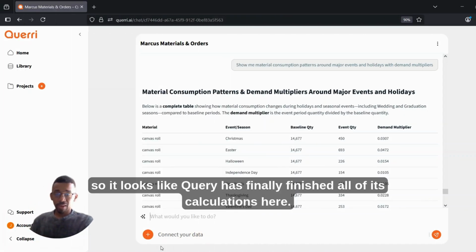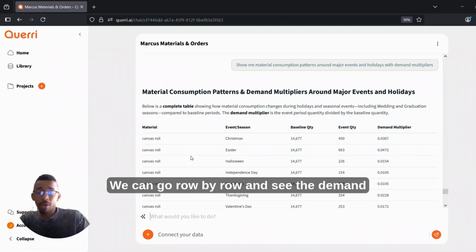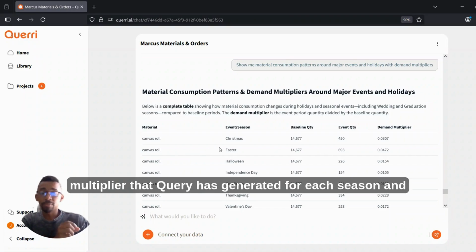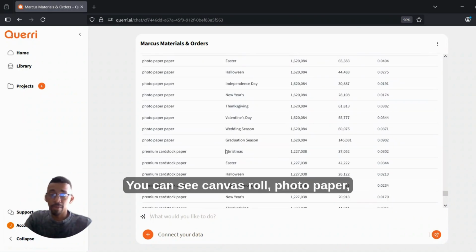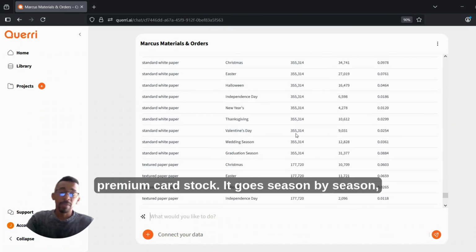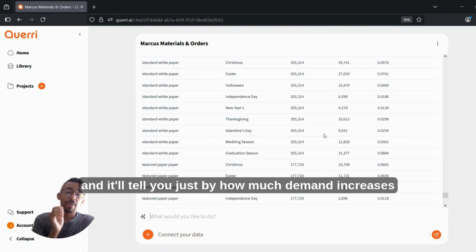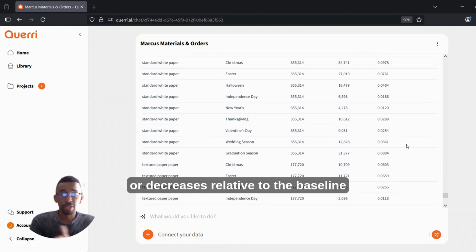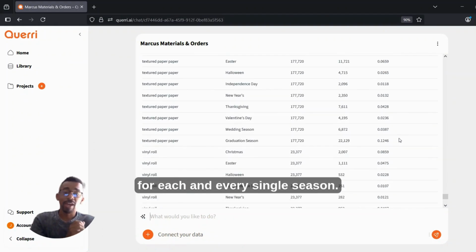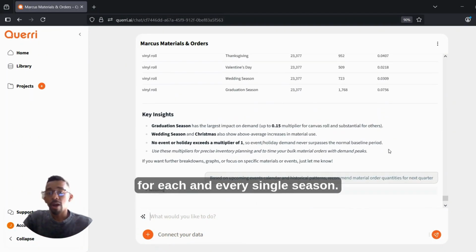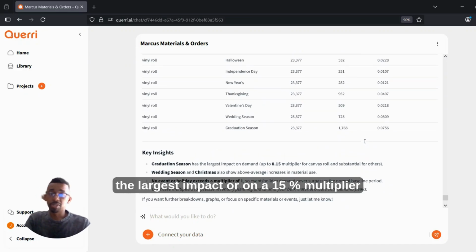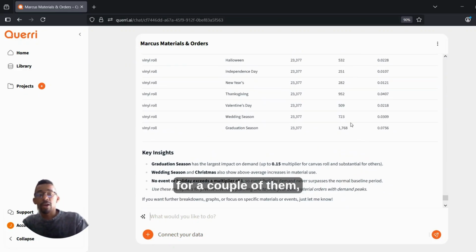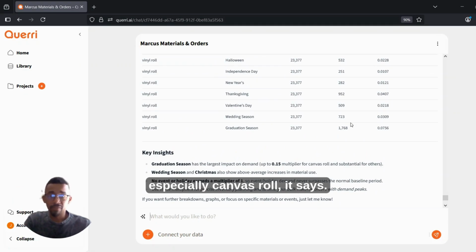All right, so it looks like Query has finally finished all of its calculations here. We can go row by row and see the demand multiplier that Query has generated for each season and each product that is available during that season. You can see canvas roll, photo paper, premium card stock. It goes season by season, and it'll tell you just by how much demand increases or decreases relative to the baseline for each and every single season. At the end, it gives an overview that says graduation season has the largest impact, around a 15% multiplier for a couple of them, especially Canvas Roll.